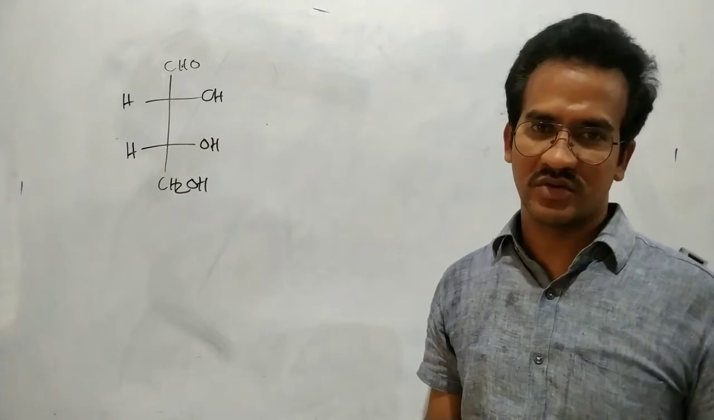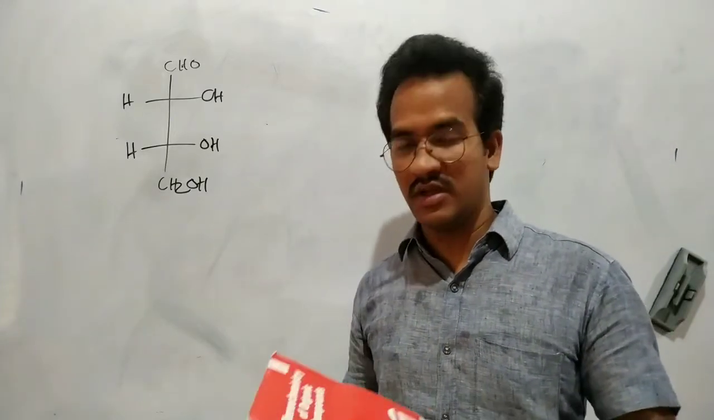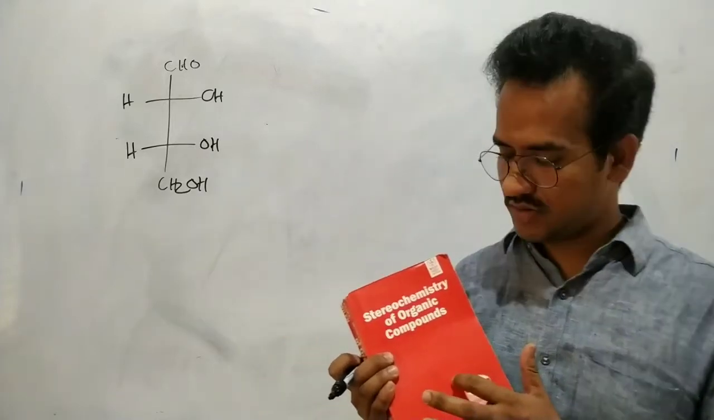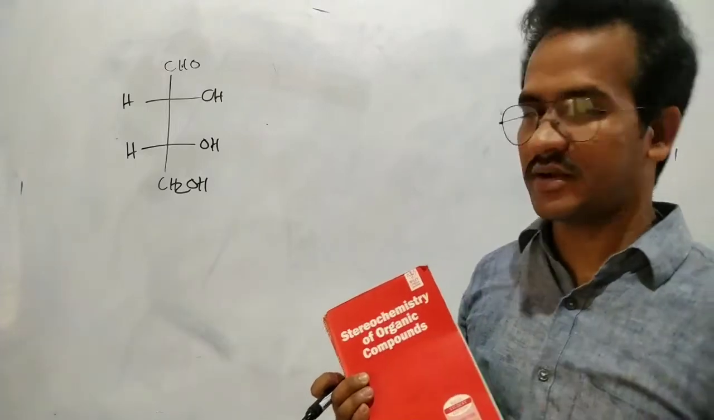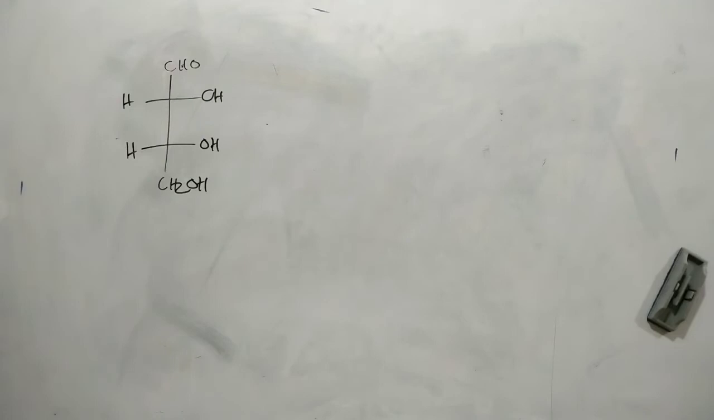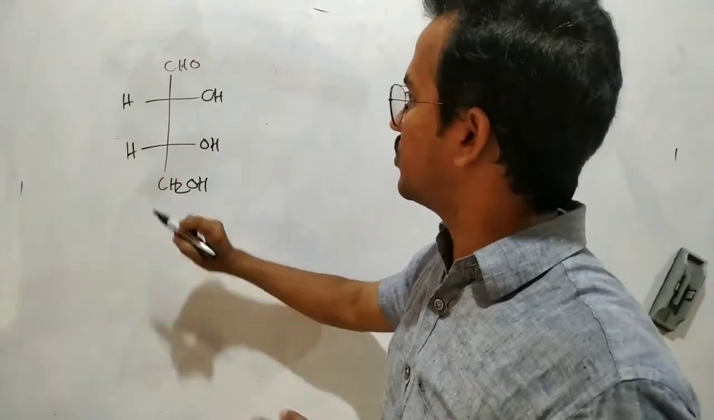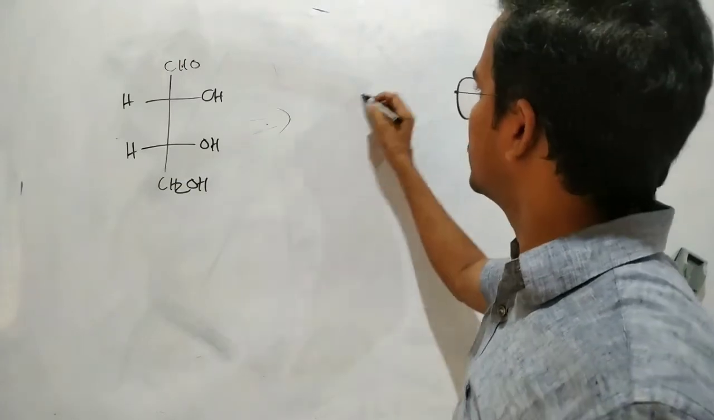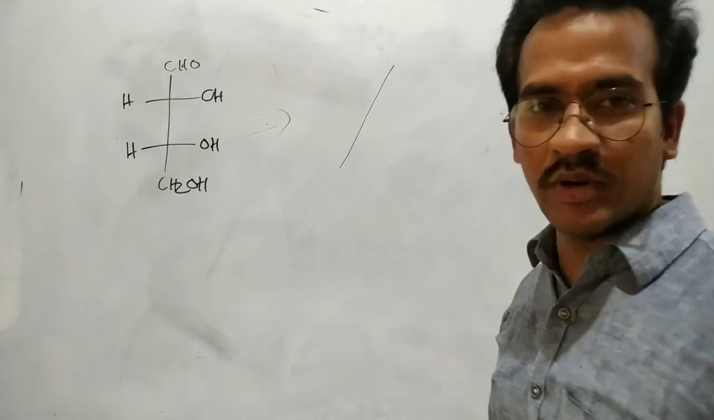Okay, this conversion I have taken from one of the standard books for the stereochemistry of organic compounds, written by Eliel. It is one of the standard books for stereochemistry. Here, this is the first carbon, and here is the bottom carbon. So in this case, it is a Newman projection.